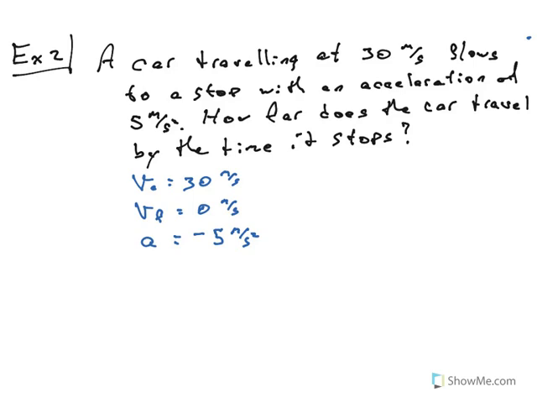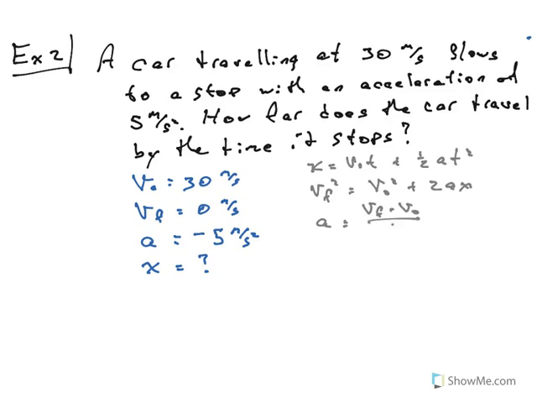All right. Next, how far does the car travel by the time it stops? Okay. So I'm looking for how far it goes. That's in distance. And that's what I have. I know the initial velocity, I know the final velocity, I know the acceleration, and I'm looking for a distance. Okay, so again, let me write out my equations so I don't forget them. X is v naught t plus 1/2 at squared. Vf squared is v naught squared plus 2ax. And acceleration is final minus initial velocity over time.